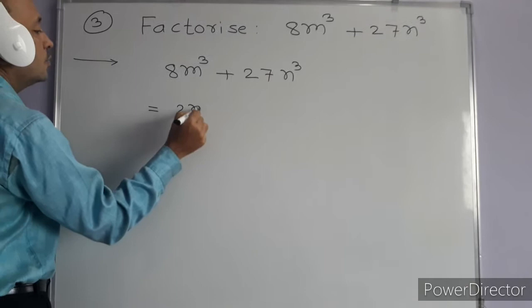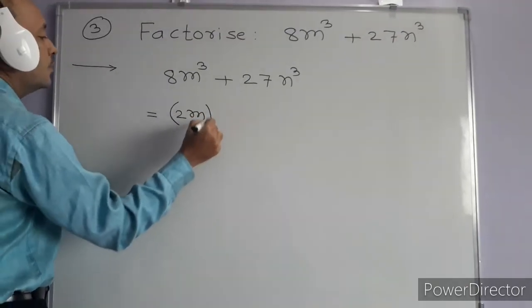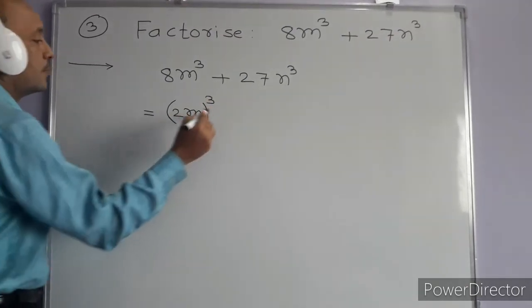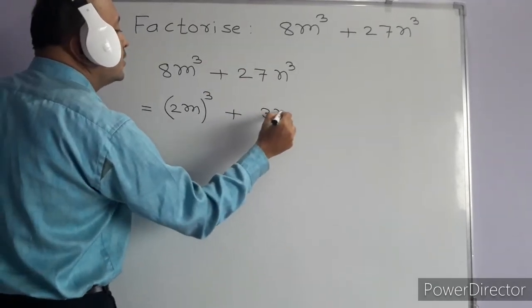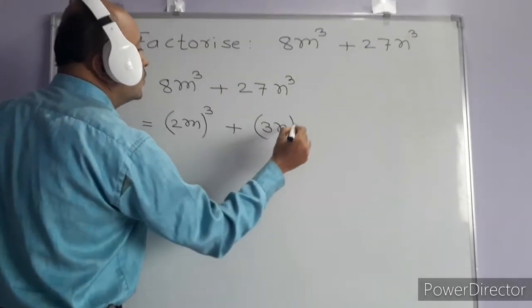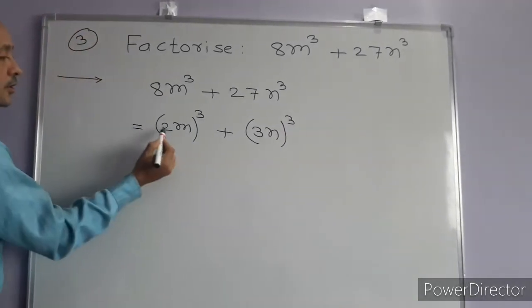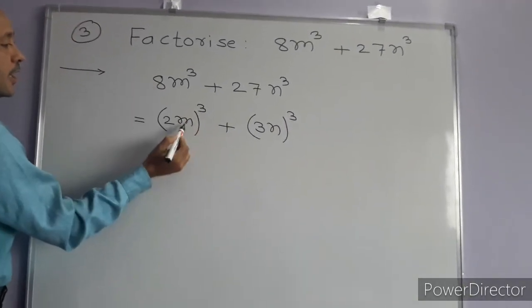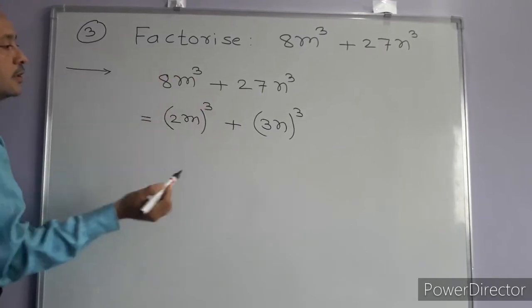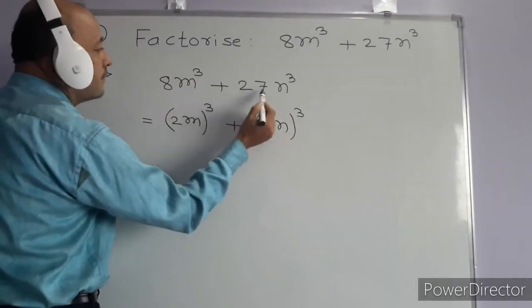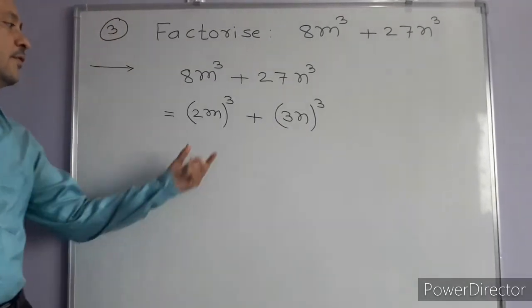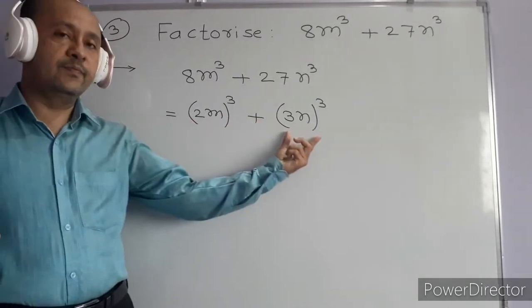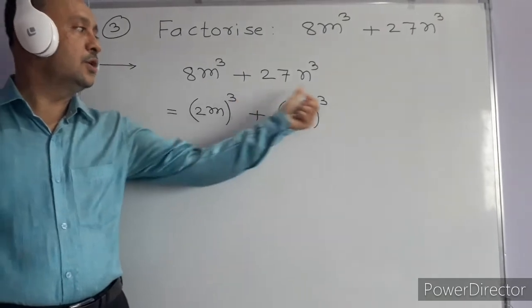So we write here 2m bracket cube plus 27 is a cube of 3. So we'll write 3n bracket cube. So just check, 2 cube is 8, then m cube is here written. Then 3 cube is 27 and it is n cube is here. So now it is in the form a cube plus b cube, that is sum of 2 cubes.